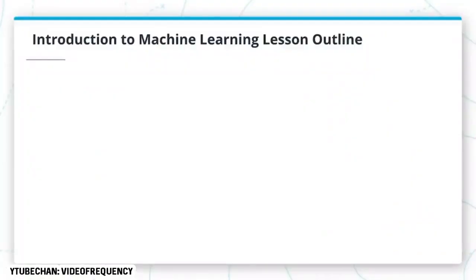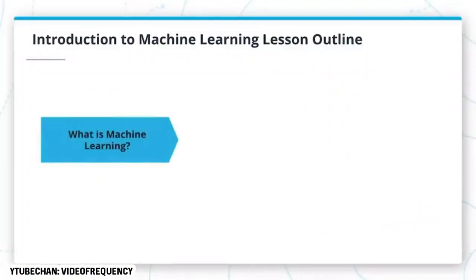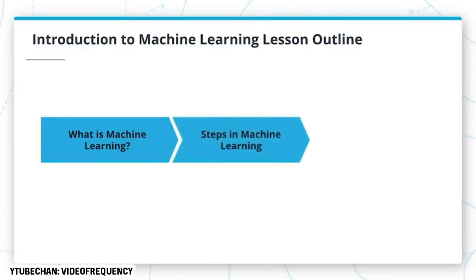Let's walk through this lesson's outline. First, we will discuss what machine learning is and the common terms and components involved in machine learning projects. You might know that machine learning involves using trained models to generate predictions or detect patterns from data. But what is happening behind the scenes? In this section, we break down the different steps involved in machine learning.